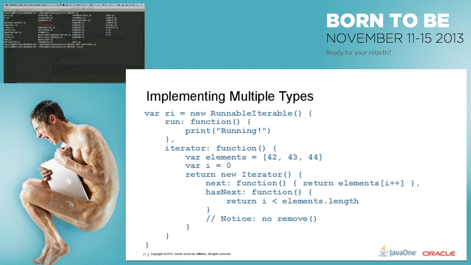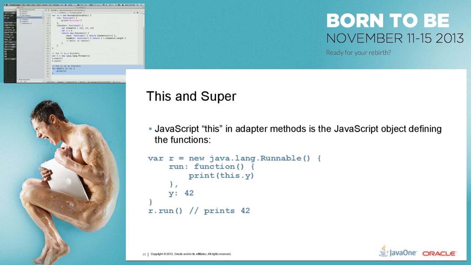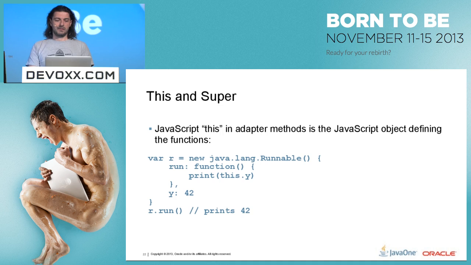And then if we run this thing, you can see that it will print running, which means that it was invoked on a thread as a Runnable, and the same object was then used as an Iterable, and we have iterated over it successfully with its 3 elements that are coming from this array literal here. Alrighty, so this is how you can implement multiple types.